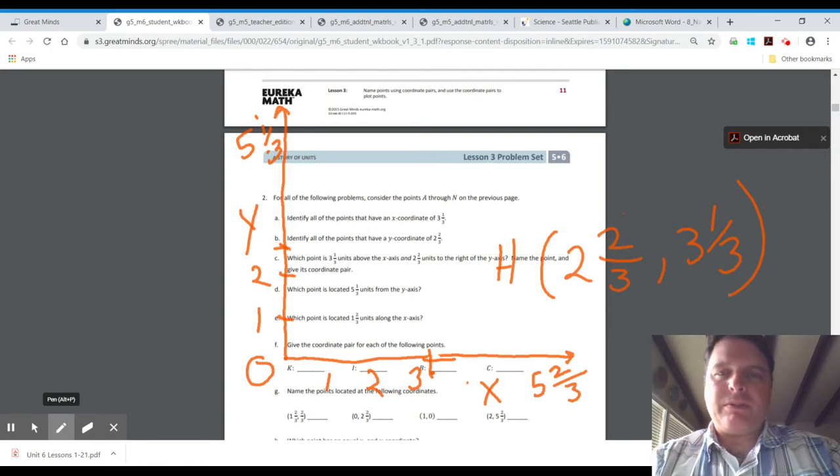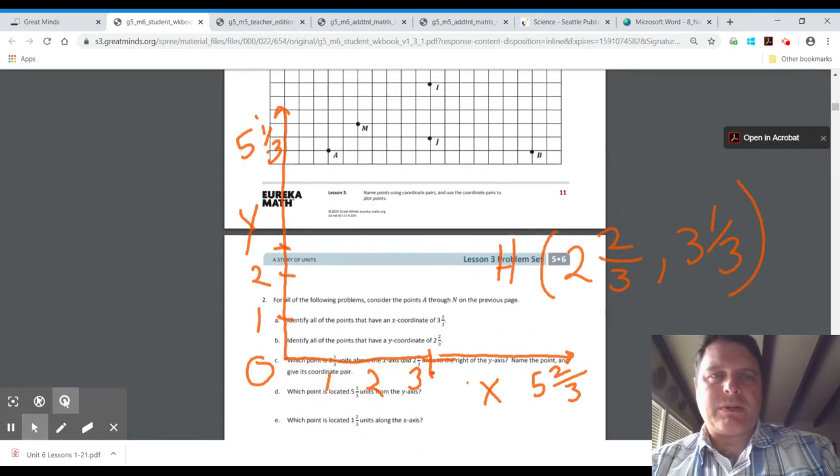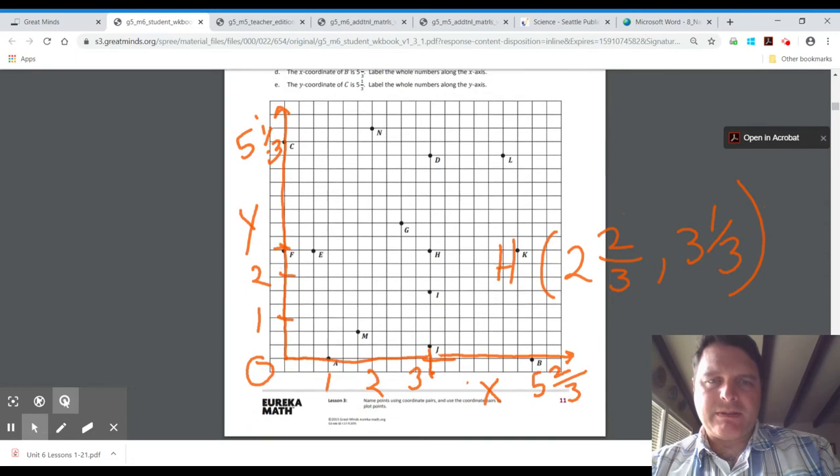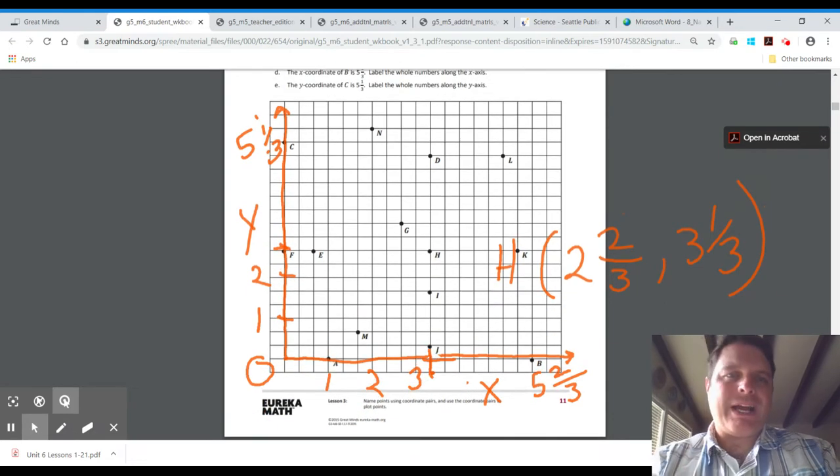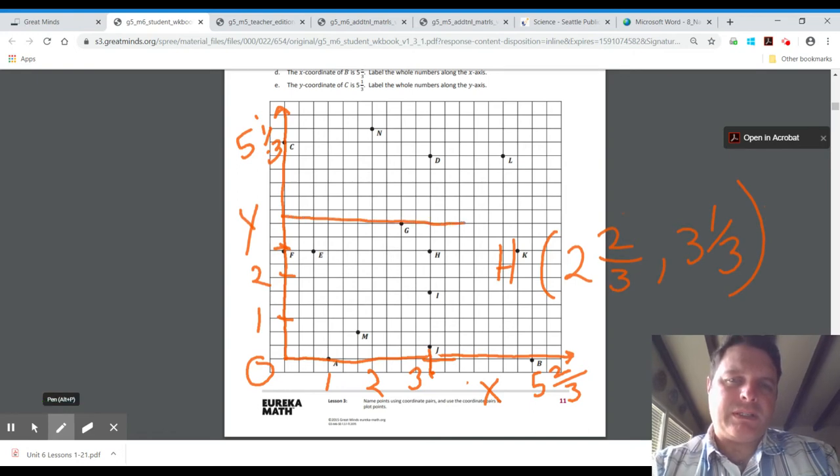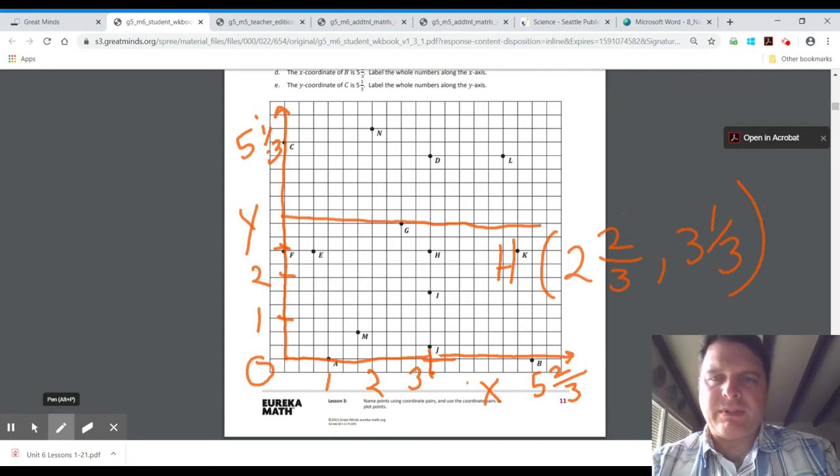Okay, 5 1/3 units from the y-axis. Let's go back up to our graph. So if we go from the y-axis, let's start all the way over on this side, right here, and we go 5 1/3 units over. The only point it could be is letter K. I'm going to say that's about 5 1/3 units from there. That's the closest one I can come up with.